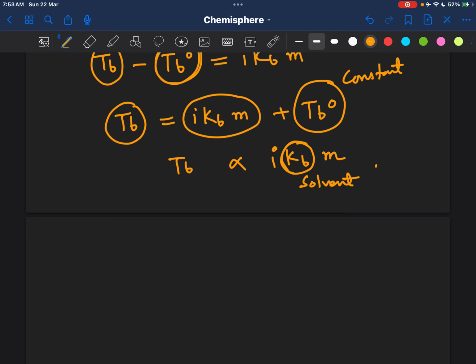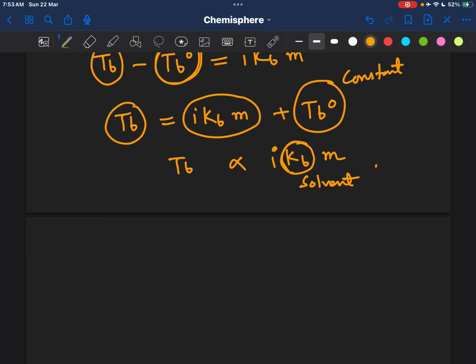And just now we said that if you have a very dilute solution, molarity and molality are equal, so therefore we can say that TB is directly proportional to the product of I into capital M. So we have to calculate what TB is. TB is the boiling point of solution, and we have to calculate I into M for all the four options.